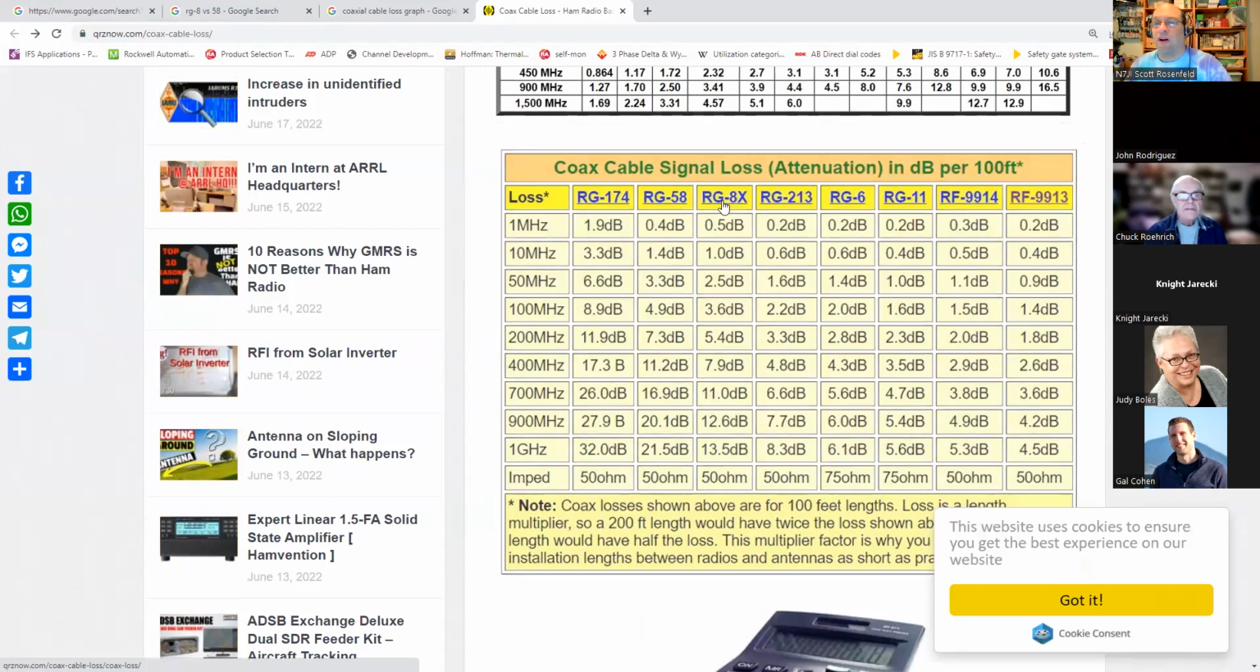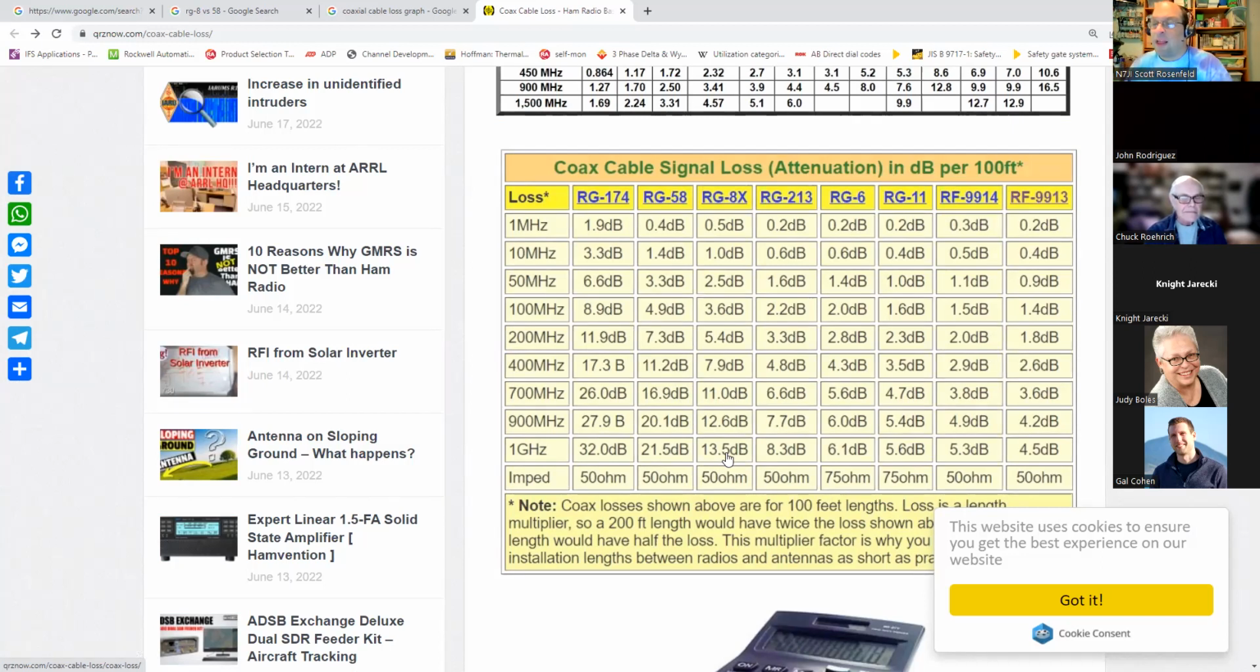One of my favorites, RG8X, it's a nice intermediate cable. At 1 megahertz, its loss is 0.5 decibels per 100 feet. At 100 megahertz, it went all the way up to 3.6 decibels. At 700 megahertz, it went all the way up to 11 decibels. At a gigahertz, it's 13.5 decibels.